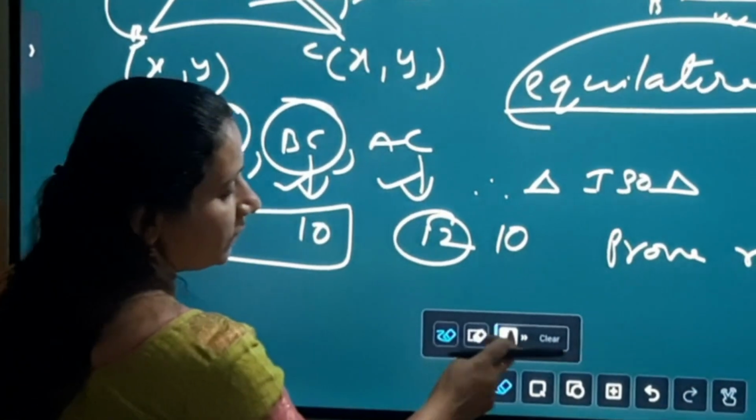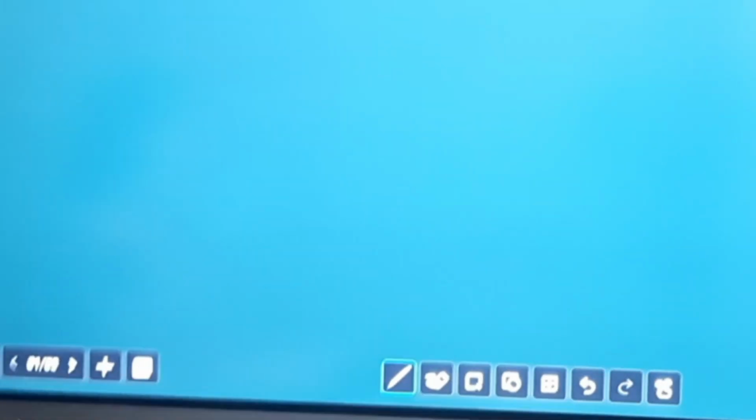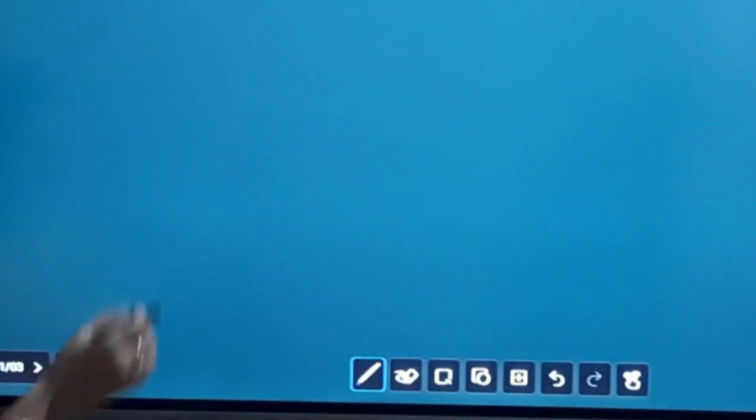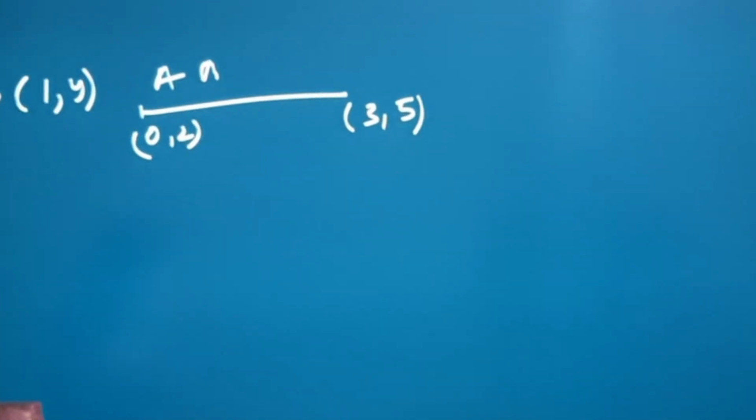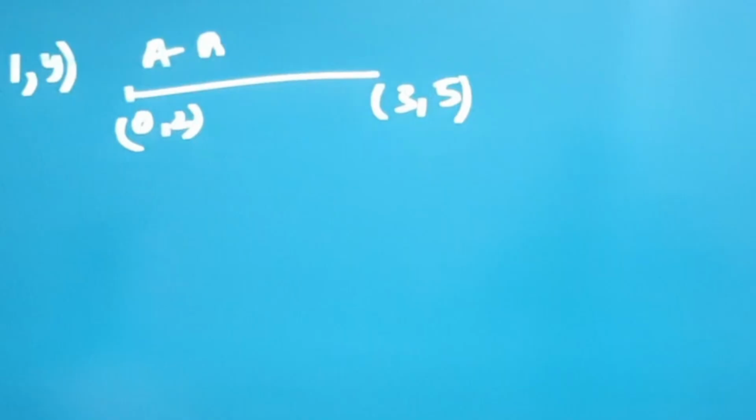Now one more variety of question is there. If you complete that, this chapter will get over. That is the ratio formula. Here the ratio is given. Let the point P, which is (1, y), be dividing the line AB, where A is given as (0, 2) and B is given as (3, 5). If (1, y) is the point on AB, with these coordinates of A and B, find the ratio in which it is dividing.